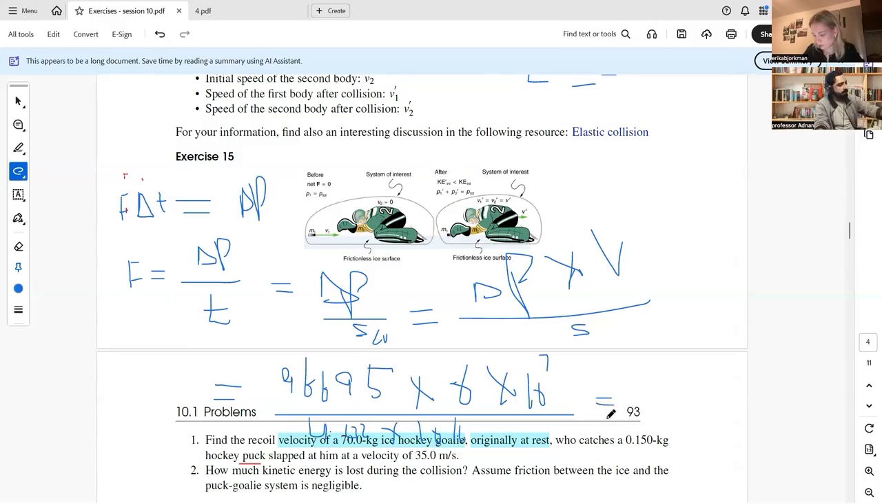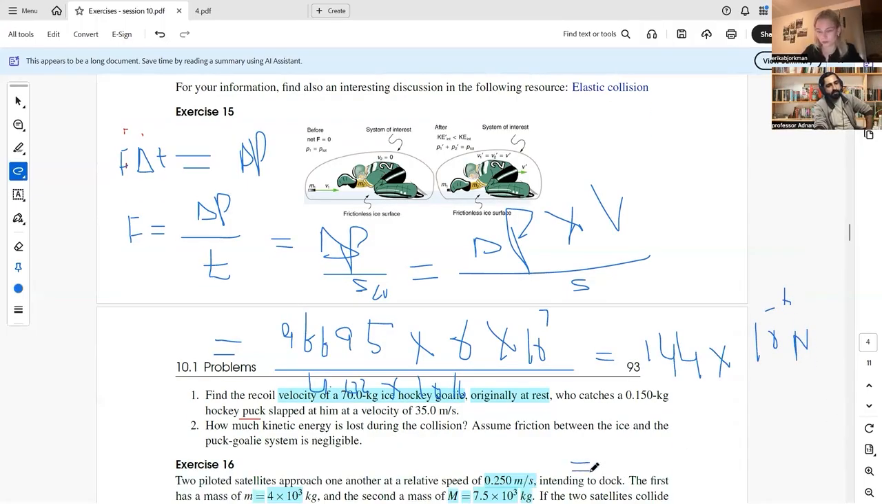Which provides the result 144 cross 10 raised to the power minus 6 Newton, or you can say 144 micronewton, which is the drag force value. And again, it is evidence that the drag force is so weak that it is nothing in front of the momentum of the spacecraft, so you can ignore it. Okay.